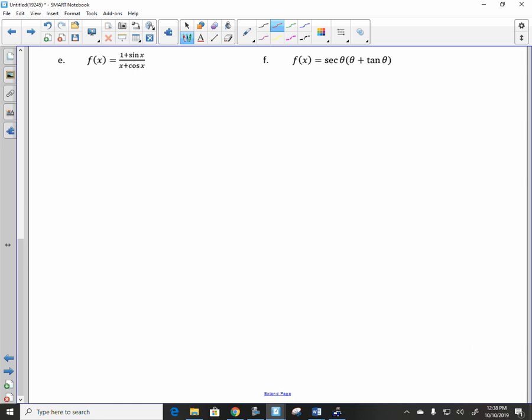With letter E, there's no way to rewrite this. We simply need to use the quotient rule. At that point, pause, slow down, be careful, and take your time. Don't cry because it's math, and math is beautiful. So we have f prime of x is equal to, I take the derivative of the top. What is the derivative of the top? Cosine of x times x plus cosine of x. Then what? Minus the derivative of the bottom.